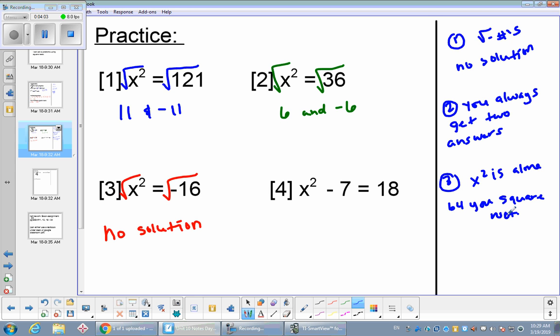In order to solve this one, we need to use what we did at the very beginning of the year. The opposite of a minus 7 is a positive 7. So I'm going to add 7 to both sides. I get x squared equals 25. Now the x squared is alone, so I can do what I've done on all the other problems. I can square root both sides. So I get x equals 5 and negative 5, right?